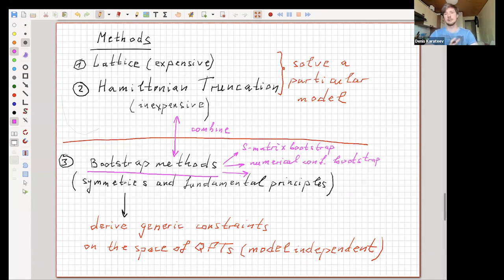Let me make a little bit controversial statement. Well, it's not a controversial statement, but maybe it's semantics. I would also put here the fundamental things like the C theorem, the A theorem, 't Hooft anomalies, 't Hooft anomaly matching, into bootstrap methods.